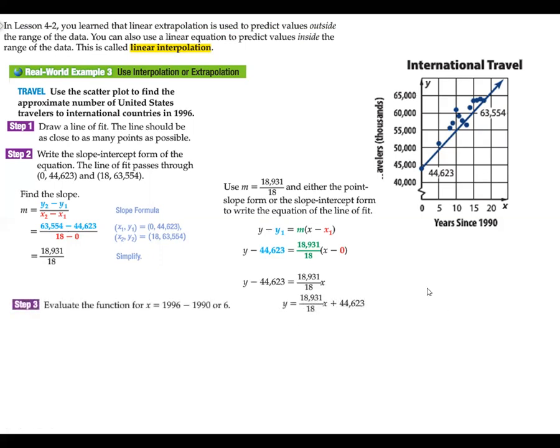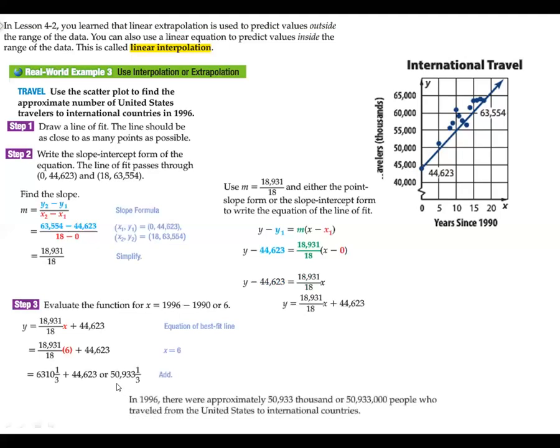Then step 3, evaluate the function for what would be 1996, or 6 years after 1990, since the graph is in terms of years after 1990. If we wanted to do 96, that's 6 years after 1990, so we just substitute 6 into our equation of best fit line, multiply and simplify, and you would get 50,933 and a third. So since that's in terms of thousands, that would be 50,933,000 people who traveled from the United States to international countries.